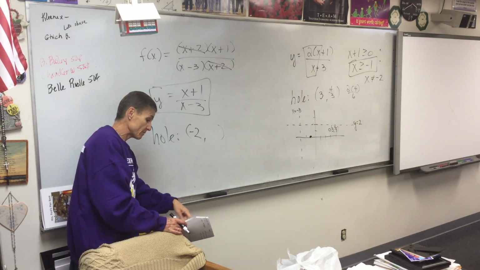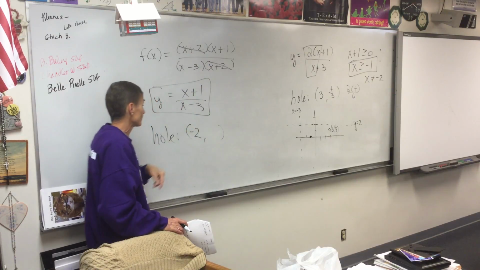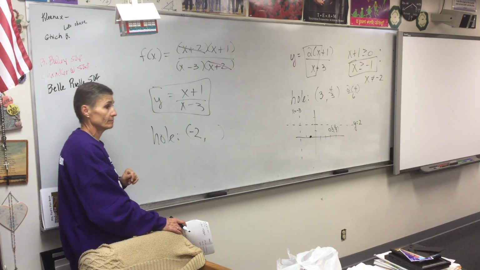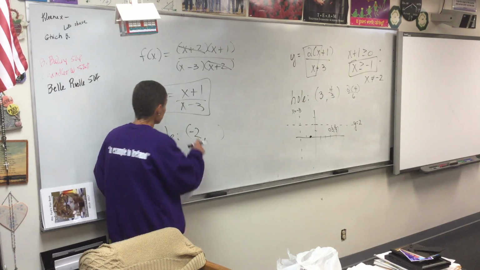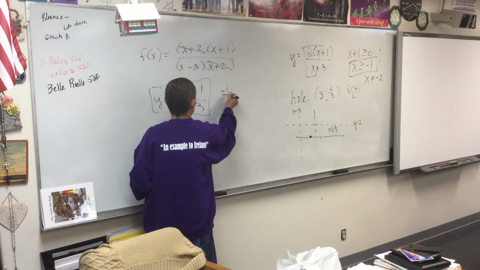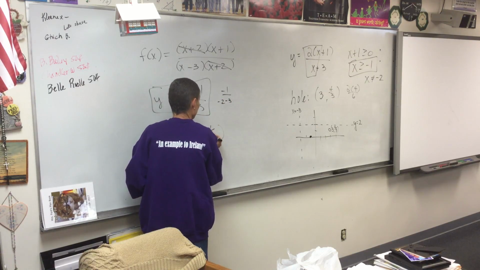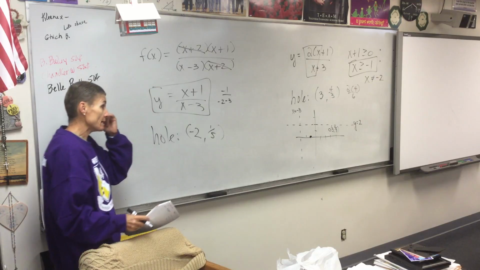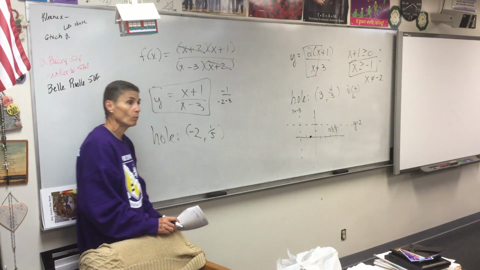He even put the word down there, removable discontinuity. You removed it. Now how do you get the y coordinate? Plug it in here. So putting in -2, we'd have -1 over -5, which is 1/5. So if you were graphing this, you would put a little open circle at that point.